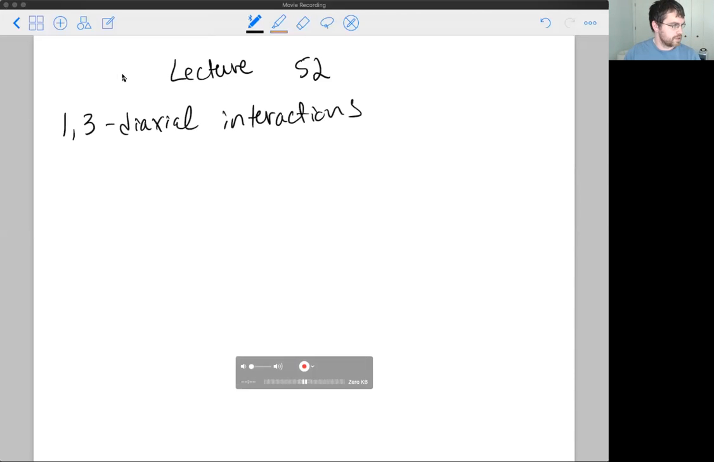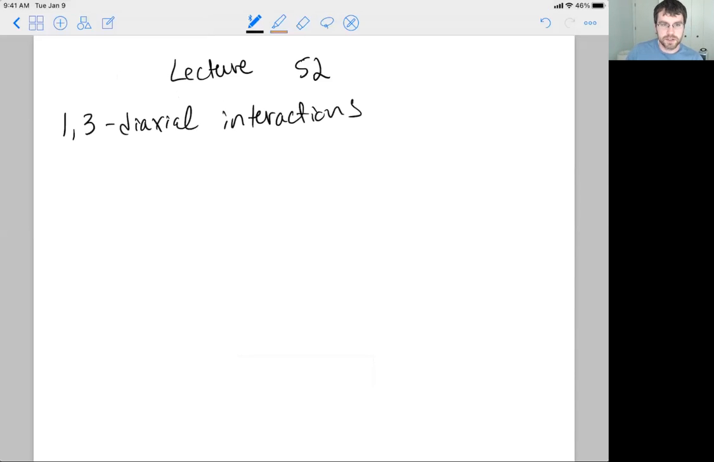1-3 diaxial interactions. This is a fairly simple concept if you understand chair structures, but the actual term is kind of awkward with this 1-3. And even once you understand the concept, the 1-3 still has trouble making sense. But anyway, let's get into it. What this allows us to do is determine the relative stability of chair structures.